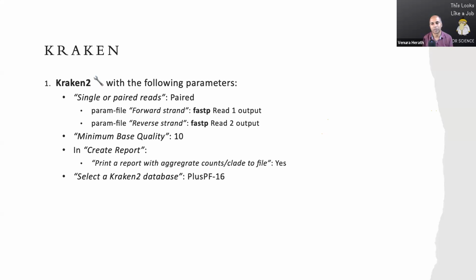Okay. For the sequences, you're going to select the output that came from fastp, not the original data pair. Okay, so go ahead and do it.